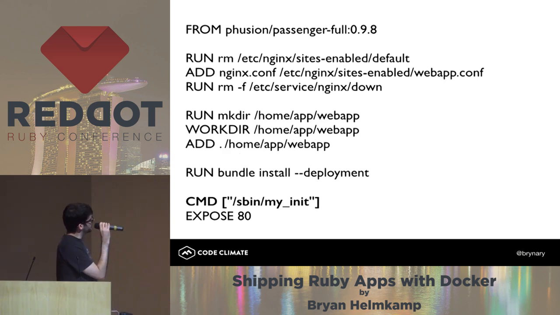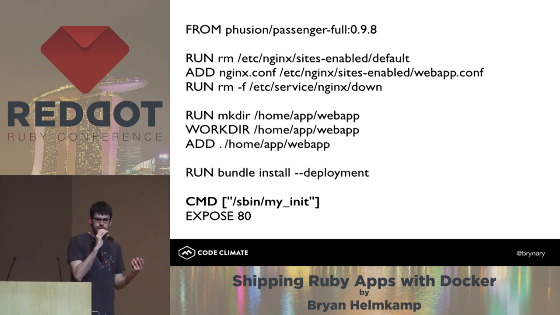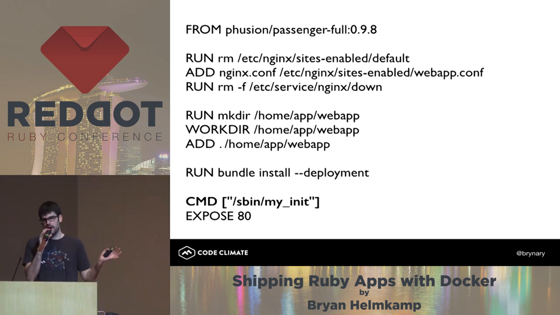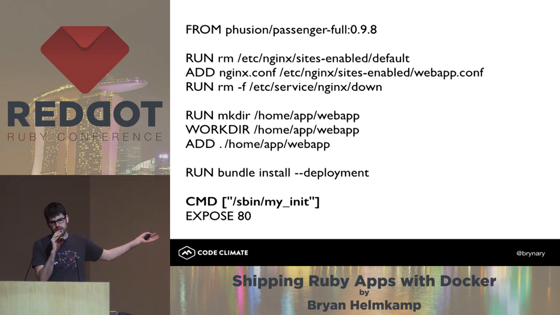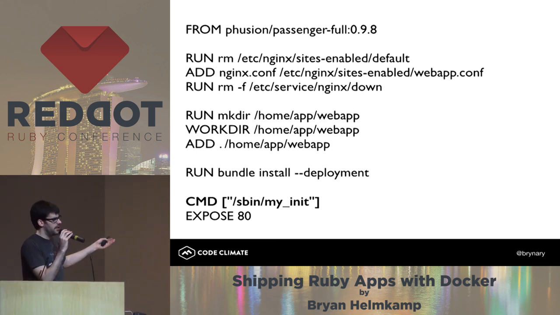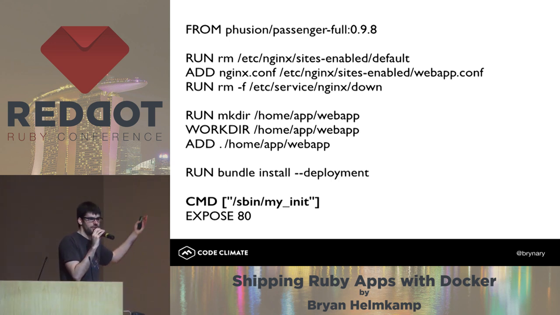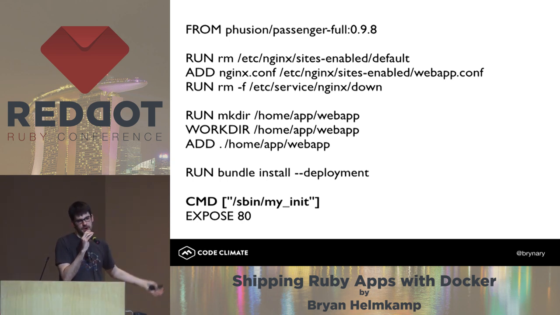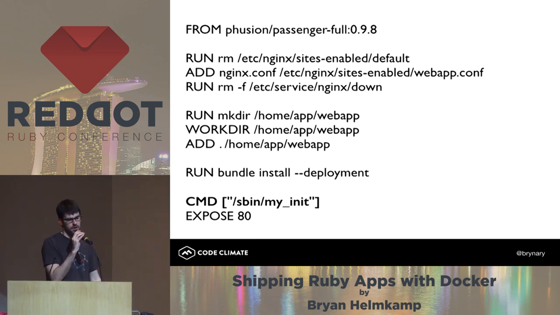And then you need to tell Docker by default what it needs to run. If you just say docker run and then the name of your application, you can override what it runs, but you want to give it a sane default. And this /sbin/my_init is a process that the Phusion Passenger full image provides that will start up your application. So that's just kind of part of using this base image.